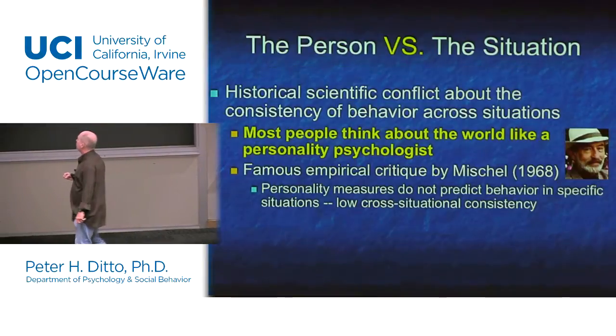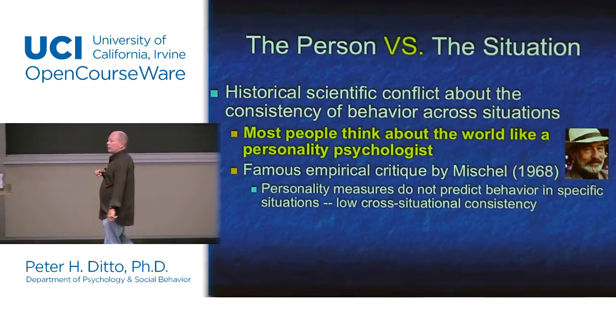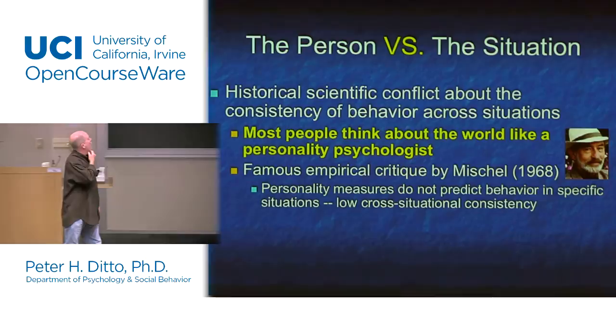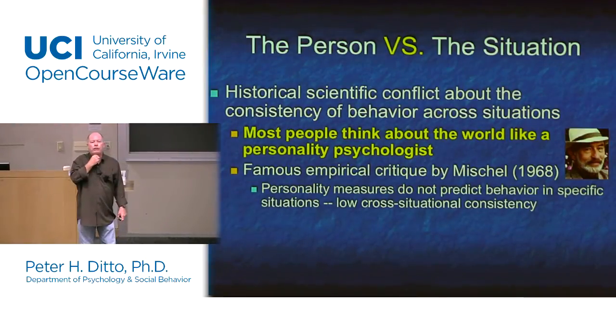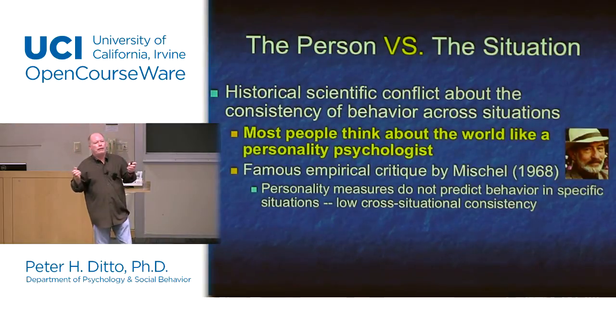So if we jump ahead a couple of millennia, we get to this idea. So what is this notion that people do? Why do we think that people might be affected by situations?